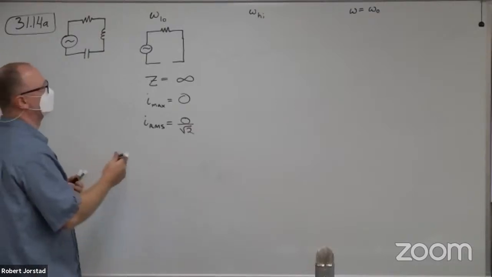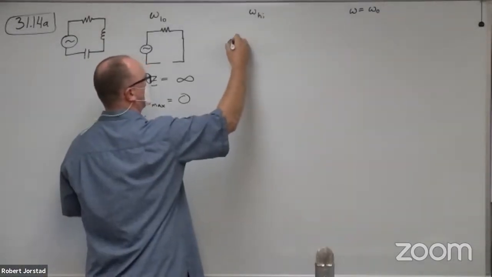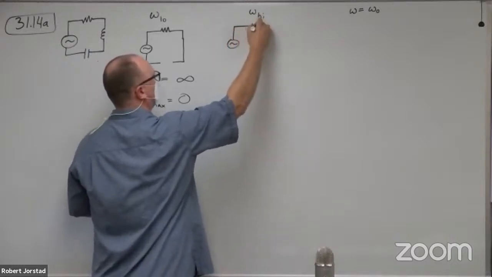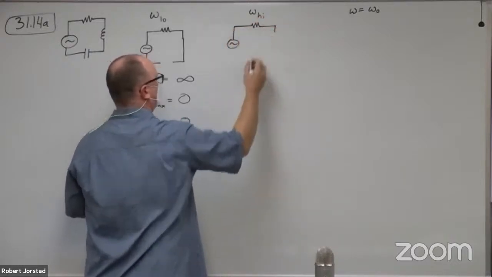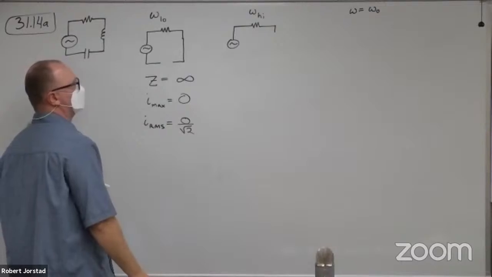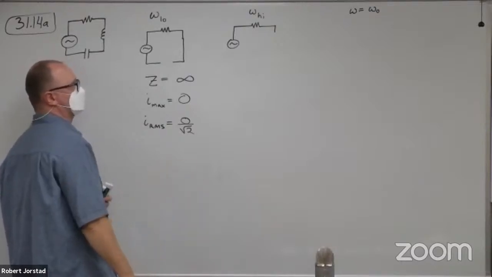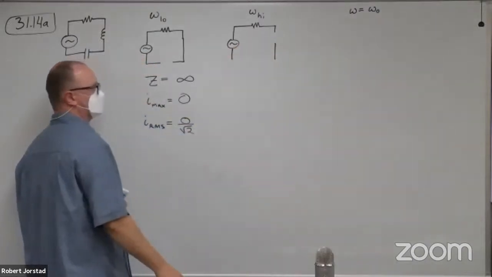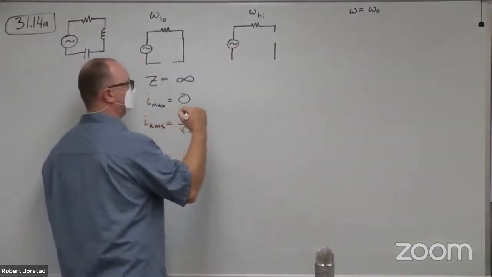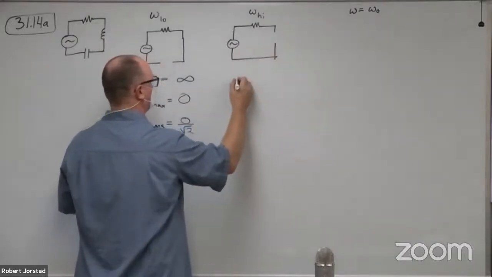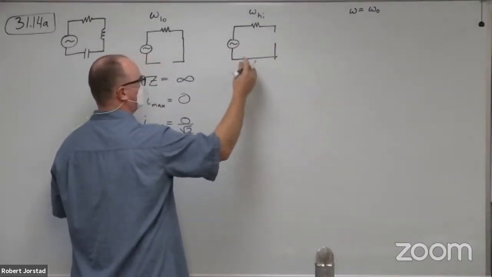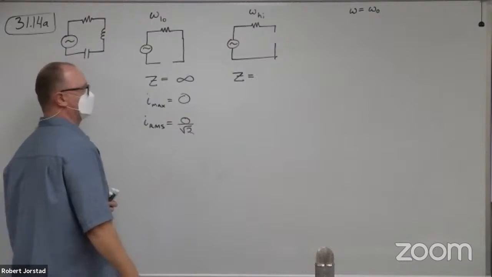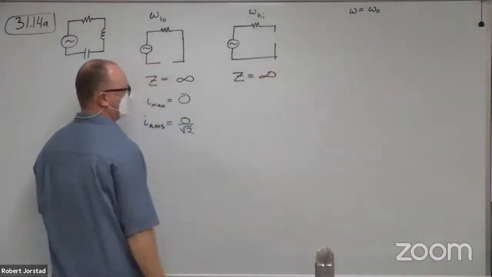All right. Omega high, redraw it. You see where I'm going with this, I hope. What does the inductor look like, short or a break, at high frequencies? Break. Capacitor at high frequencies, short. What's the value of Z? A little bit or a lot of ohms? A lot of ohms, infinity, right?